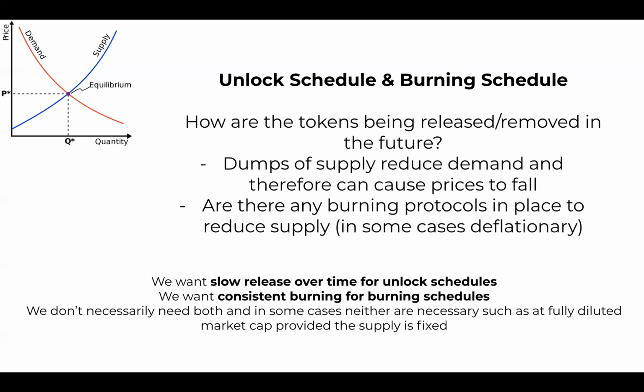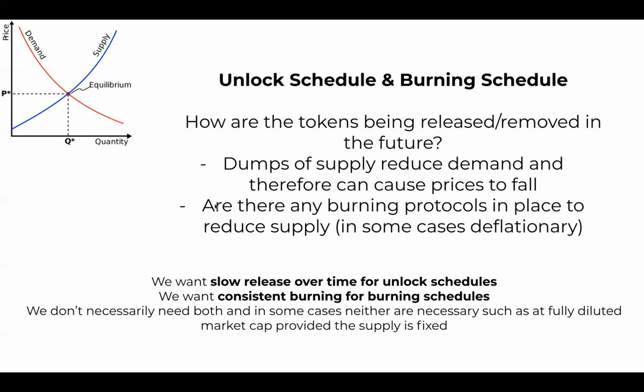For example, a dump of supply: let's say the circulating supply of a token or coin is 1%, and then suddenly the founders or whoever dump 50% of the supply at once. That is going to cause an unbelievable crash in price. And so we want to avoid that. If I could just draw your attention down here, in terms of the unlock schedule, we want a slow release over time.